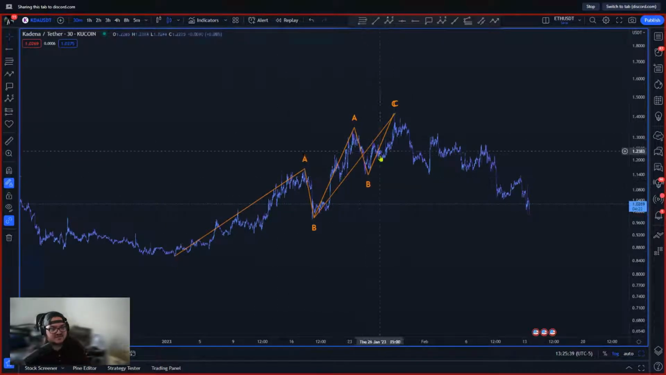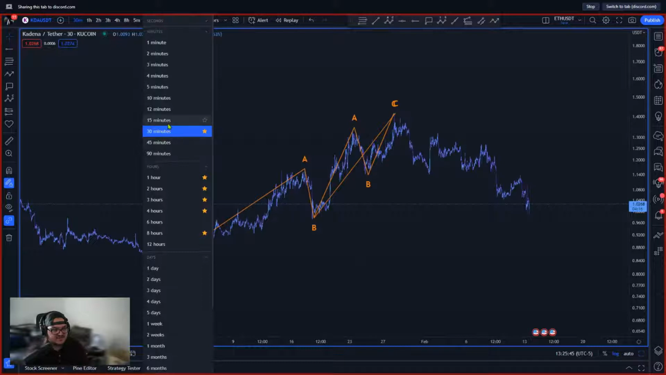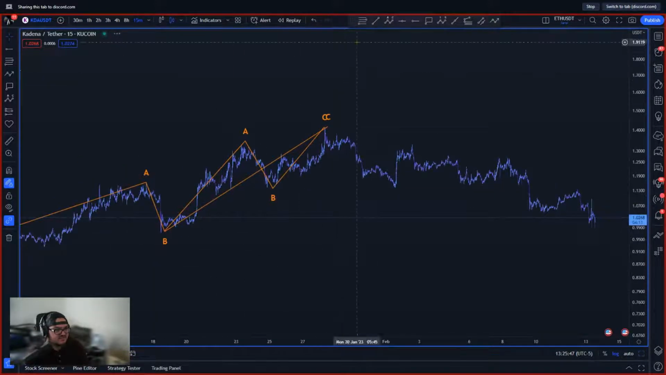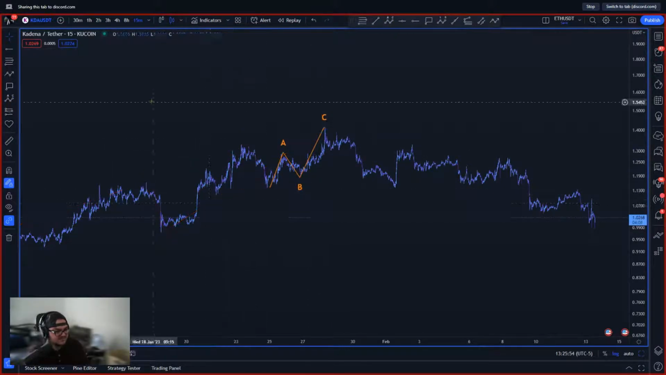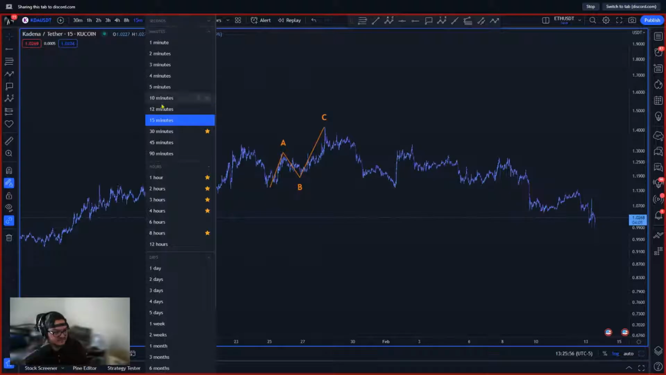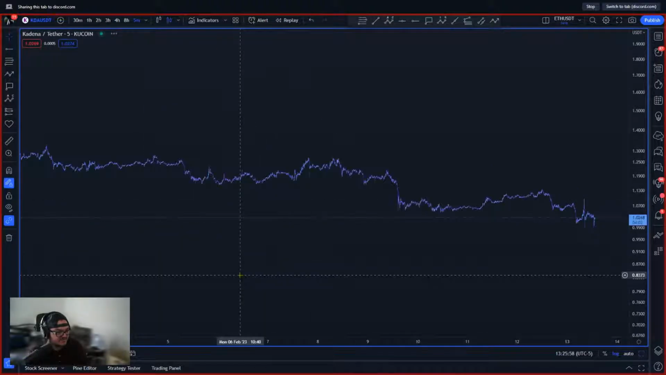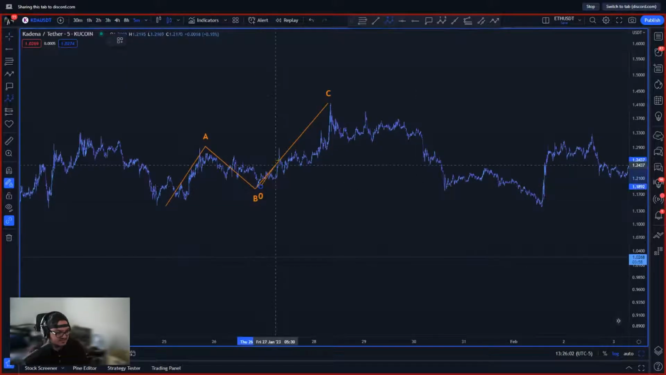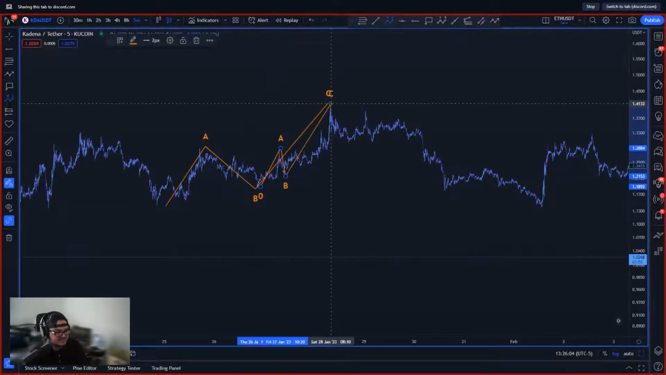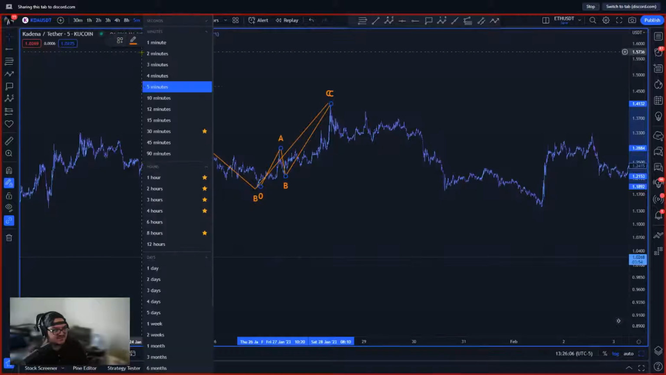Unfortunately, another thing that people run into is that they start zooming in, okay, well, if I can find this on a 30-minute, I can go to a 15. This could be an ABC too. If that's the case, well, let's take this off the table. We'll try to go into the smaller perspective. Well, if that's an ABC within the C, then I can do this. That's an A to a B to a C. But it looks like there's another C wave here.